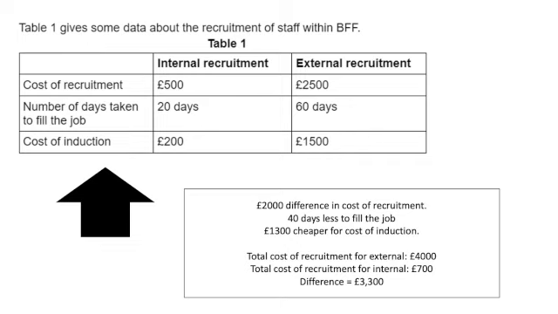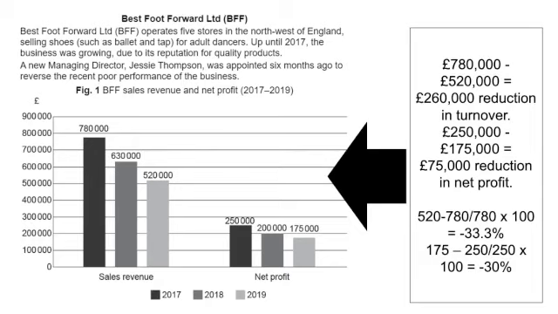So actually the total cost of recruitment for external is £4,000, whilst the total cost of recruitment for internal is £700. So that is quite a significant difference, and that's a difference of £3,300. But what you might want to think about is, what does that £3,300 mean with reference to their total costs and their current profit?